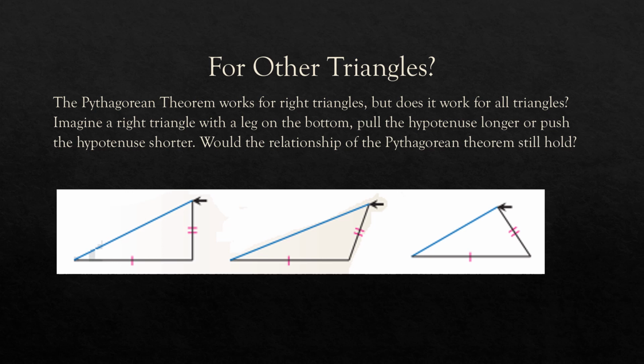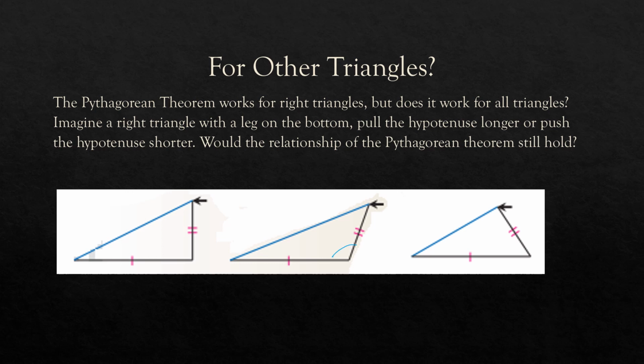So the Pythagorean theorem works for right triangles. Does it work for all the triangles? Let's imagine in this first picture we have a right triangle. Let's keep the legs the same and just push this in so that there's no longer a right angle, or pull it out so that it's more than a right angle, an obtuse angle. So if we pull it out, now we have an obtuse angle down here.